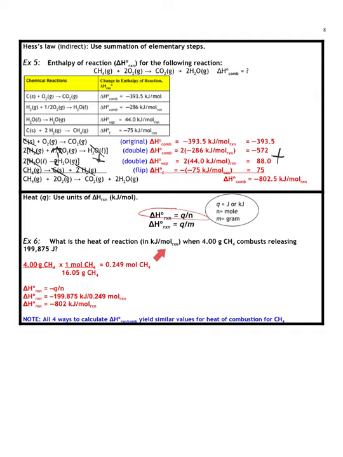So what is the heat of reaction in kilojoules per mole when 4 grams of CH4 combust, releasing this amount of heat? So here's my Q. And then here's my moles. And literally that is my moles when I calculate it, of course. So I'm going to take my 4 grams of CH4 and convert it to moles. So I have my moles of CH4. And all I'm going to do is take my energy in kilojoules. So here's my joules converted into kilojoules.